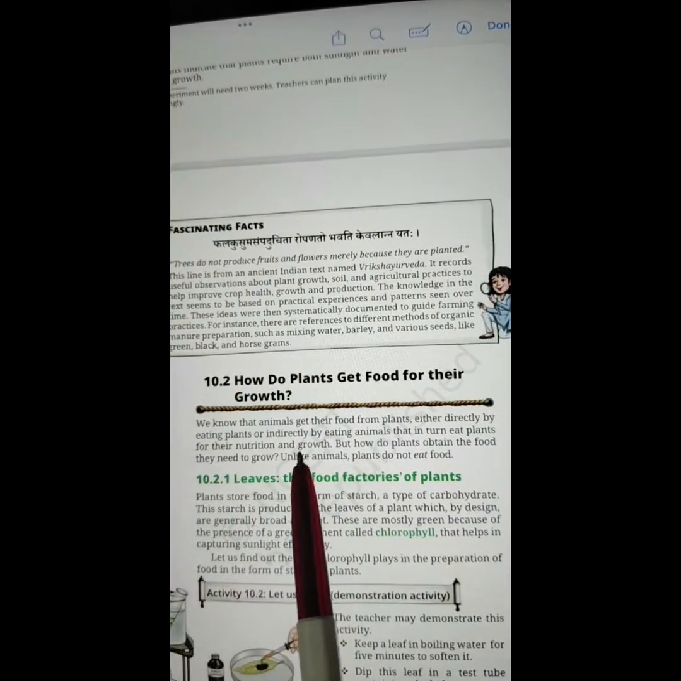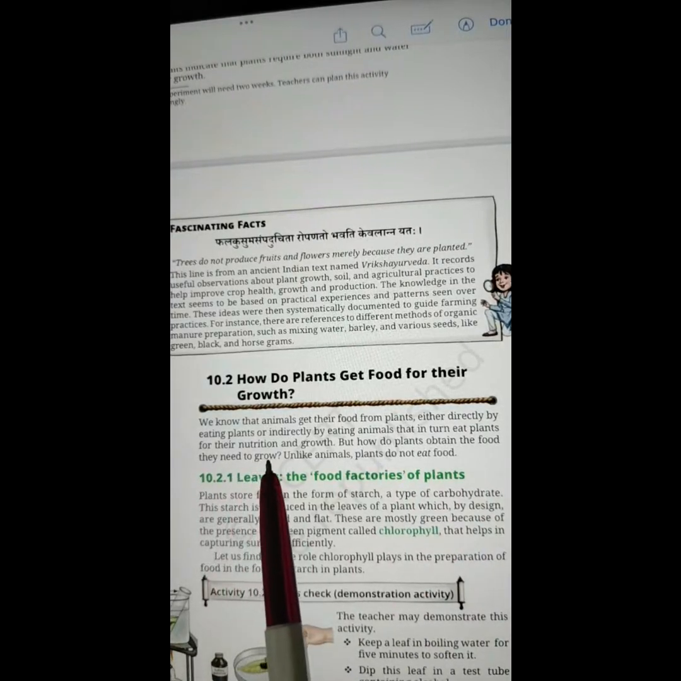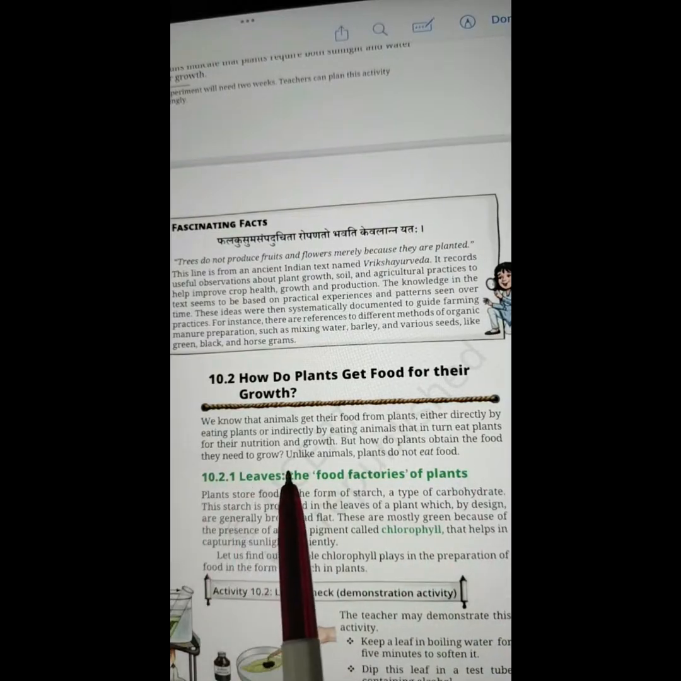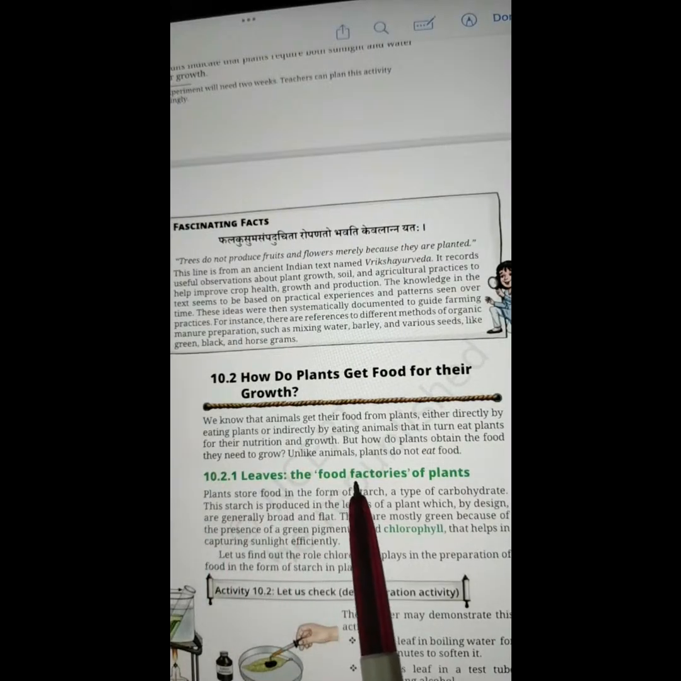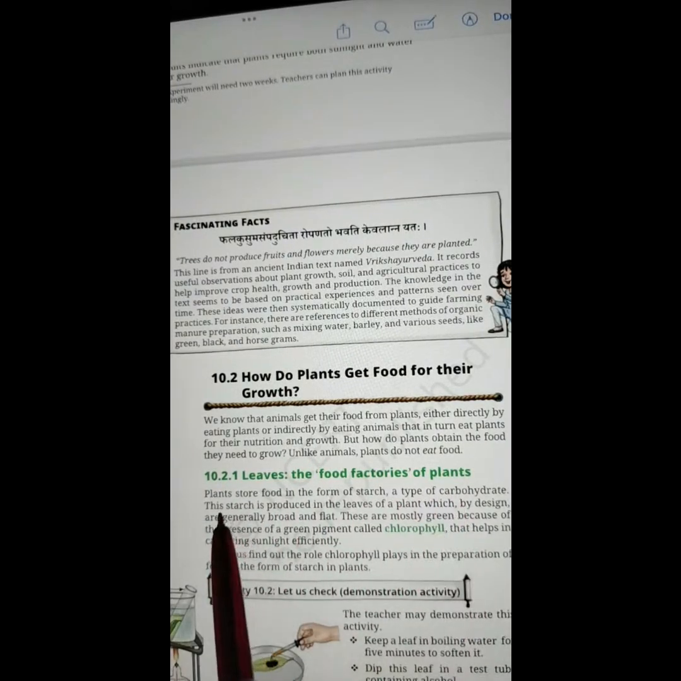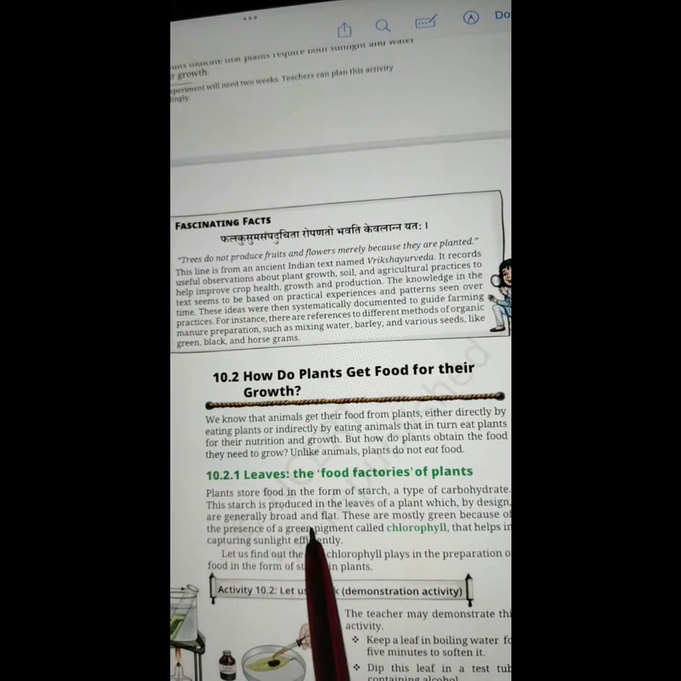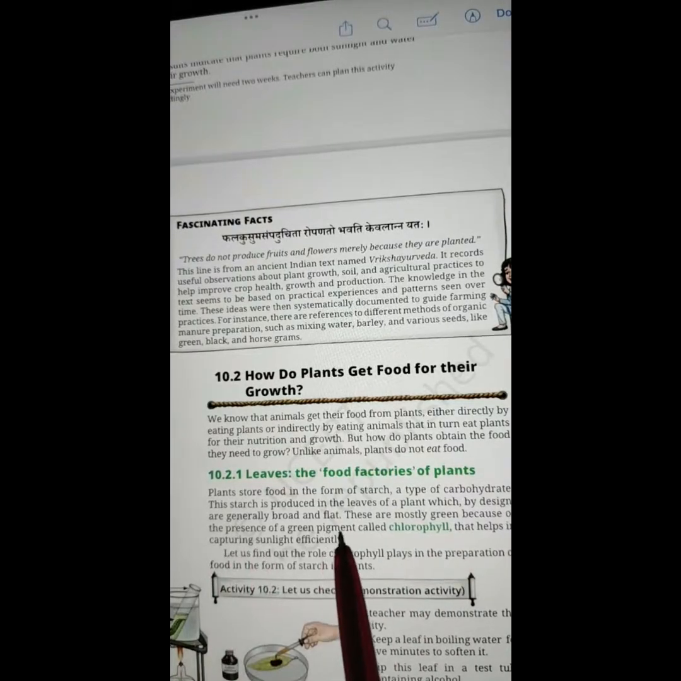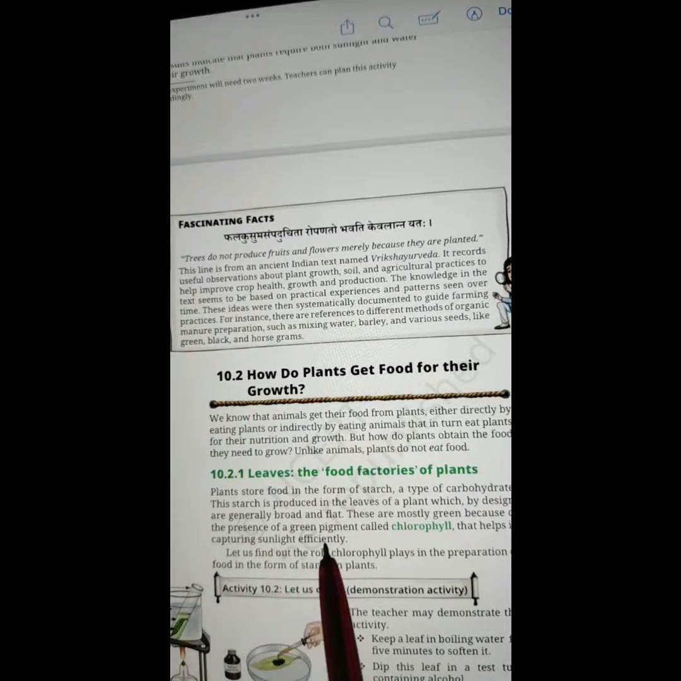We know that animals get their food from plants either directly or by eating plants, or indirectly by eating animals that in turn eat plants for their nutrition and growth. But how do plants obtain the food they need to grow? Unlike animals, plants do not eat food. Leaves, the food factories of plants. Plants store food in the form of starch, a type of carbohydrate. This is starch produced in the leaves of the plants, which by design are generally broad and flat.